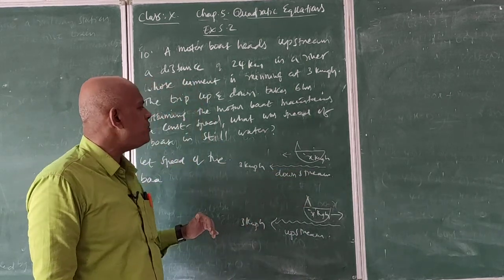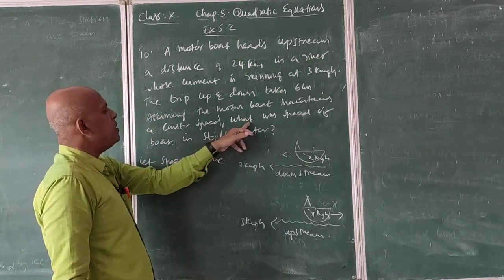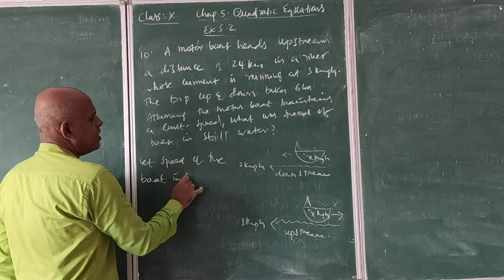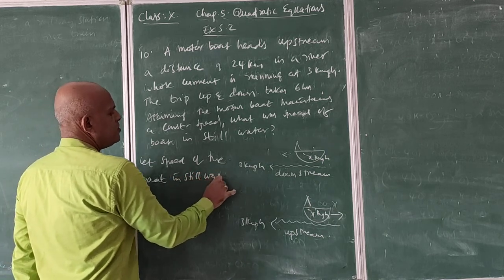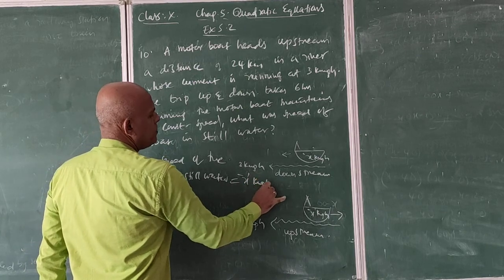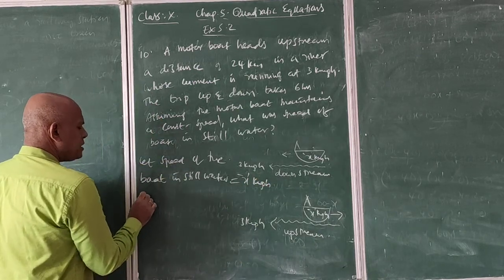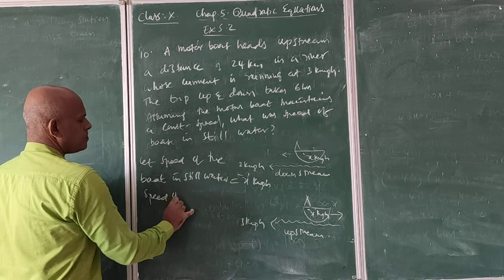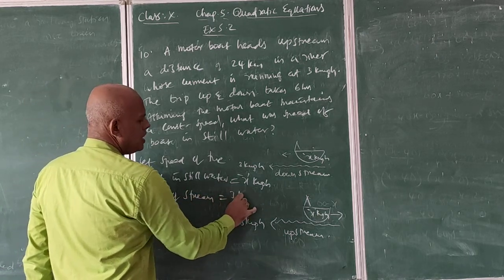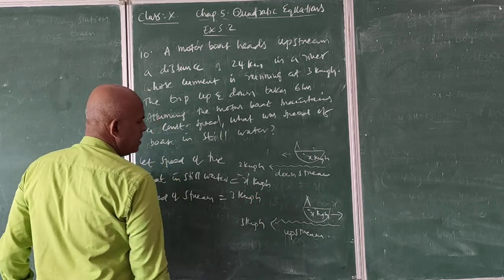That is only the speed of the boat. So that is nothing but the speed of the boat in still water. Let the speed of the boat in still water, meaning only the boat speed, be equal to x km per hour. And they have given that the speed of the stream is equal to 3 km per hour.